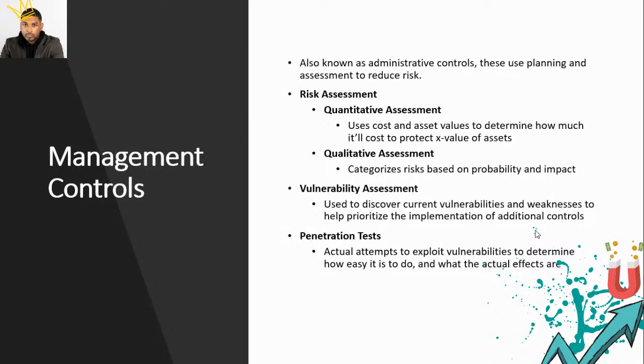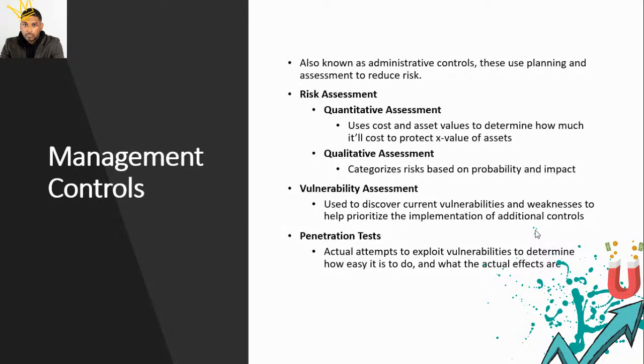And management controls, also known as administrative controls, use planning and assessment to reduce risk. So, risk assessment: quantitative assessment uses cost and assets to determine how much it'll cost to protect X amount of value of assets. And qualitative assessment categorizes the risk based on probability and impact. So qualitative and quantitative, remember those two terms. When you think of quantitative, think of a more mathematical approach. Qualitative is more of an assessment. When I think of qualitative, I think of words.